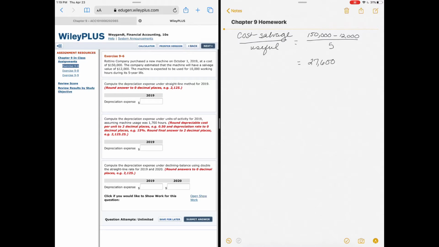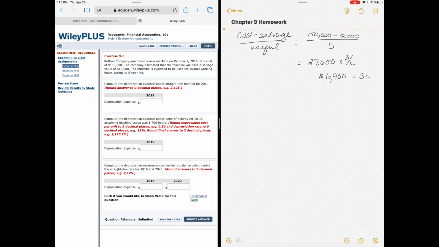Now remember, we have not held this for a whole year. We only bought it in October, so under the straight line method, I can only depreciate for October, November, and December, or 3 months. So I would take that $27,600 and times it by 3/12, which is going to give me the depreciation for that year of $6,900. That's my straight line method.